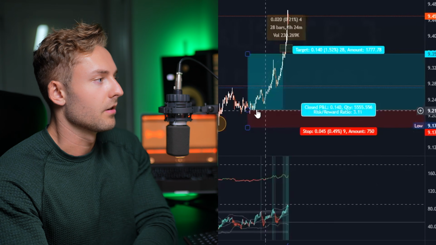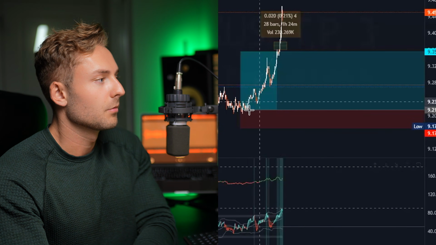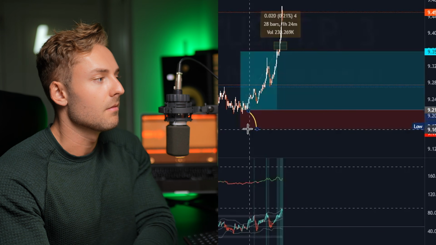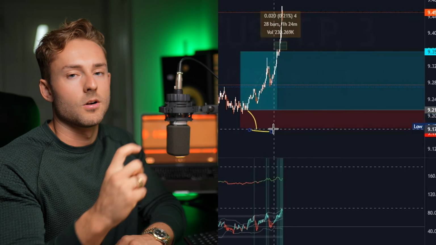So say for example, let's take our previous example here where our entry level is going to be right here, stop loss is right here. So once again, if this price trades down to this level, we are going to get out of the position for a contained small loss. That's a rudimentary concept of proper trading.